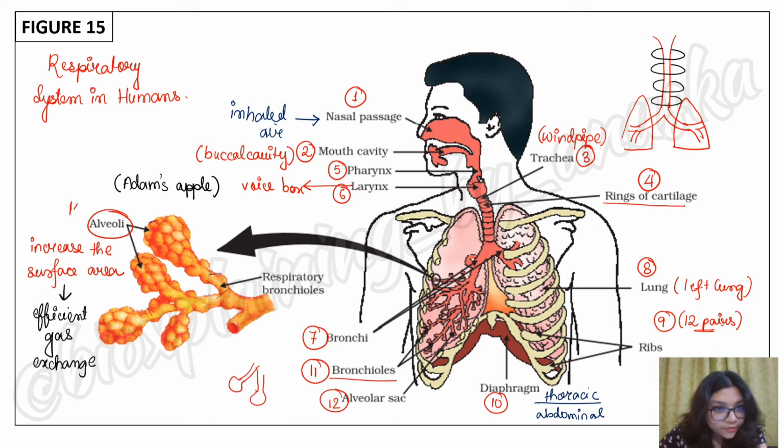So this one was the 14th part, the alveoli, and the respiratory bronchioles were the 13th part that was marked. We have just discussed, right, that the bronchioles are the fine branchings of the bronchi which end in the alveoli. I guess it's clear. Go ahead with the next diagram.